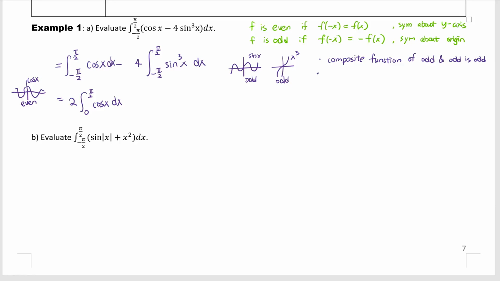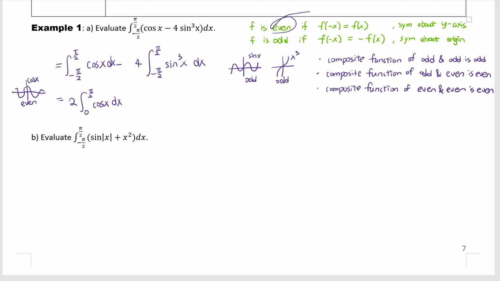Okay, so what happens if we have a composite function of odd and even? Of odd and even is going to be even. Okay, how about a composite function of even and even? It is even. Okay, so why is that? You can imagine, what does an even function do? It eats the negative, so it's gone.